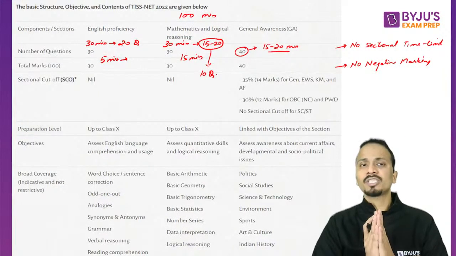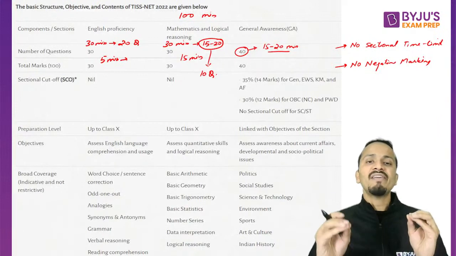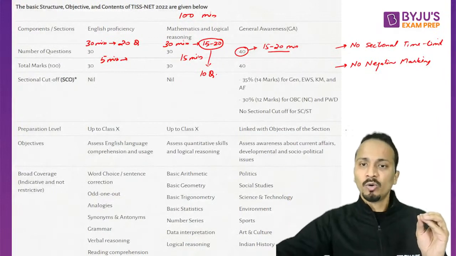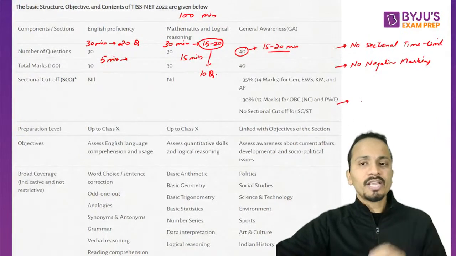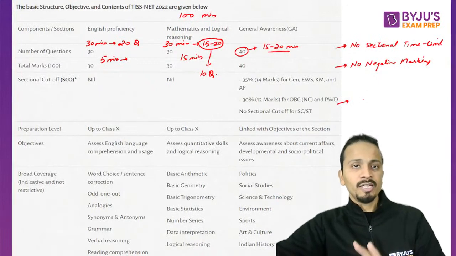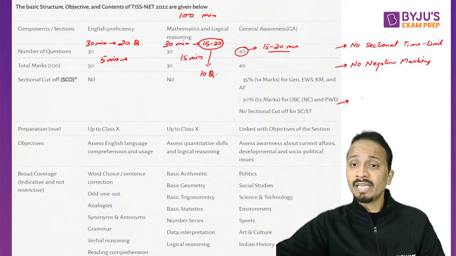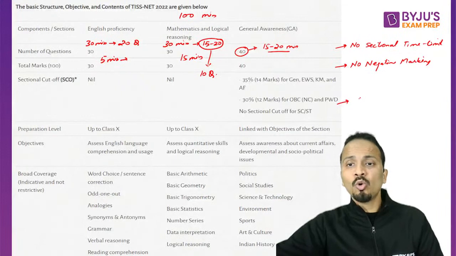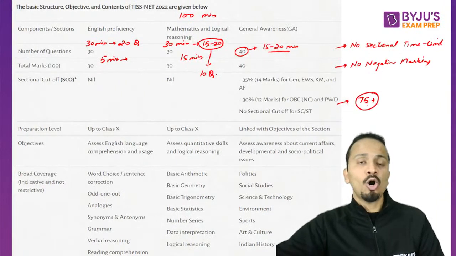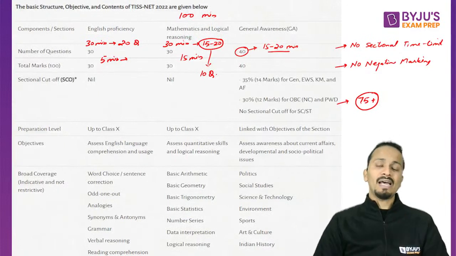Now you must understand that for the general category, the cutoff for the HRM program of TISS Mumbai campus is somewhere around 70 to 75 marks. So in order to secure an admission in the HRM program of TISS Mumbai campus, try to score somewhere around 75 or more marks in the entire paper.